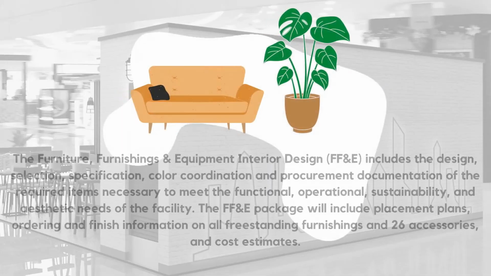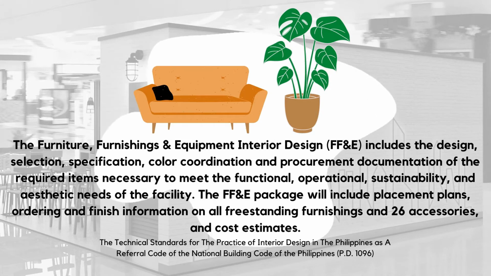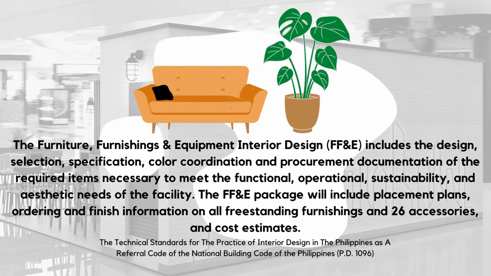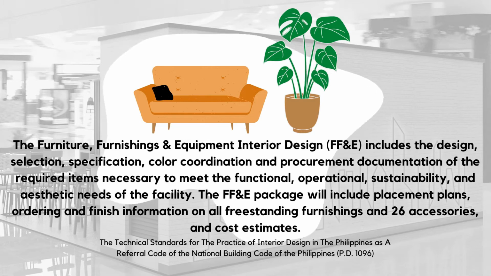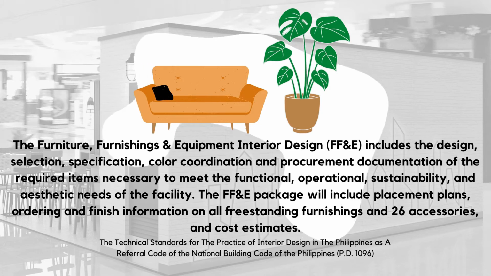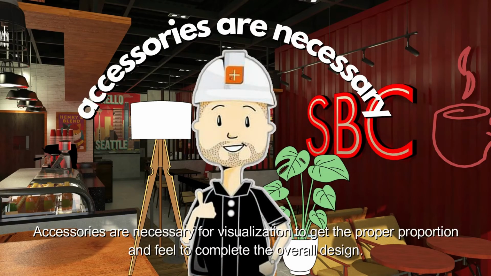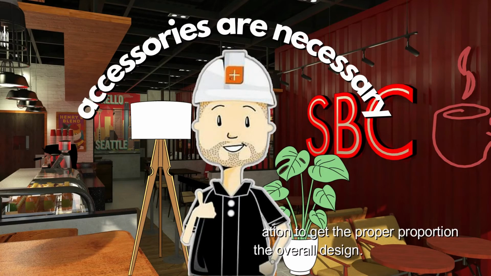The furniture, furnishings, and equipment interior design includes the design selection, specification, color coordination, and procurement documentation of the required items necessary to meet the functional, operational, sustainability, and aesthetic needs of the facility. The FF&E package will include the placement plans, ordering and finishing information on all freestanding furnishings and accessories, and cost estimates. Accessories are necessary for visualization to get the proper proportion and feel to complete the overall design.